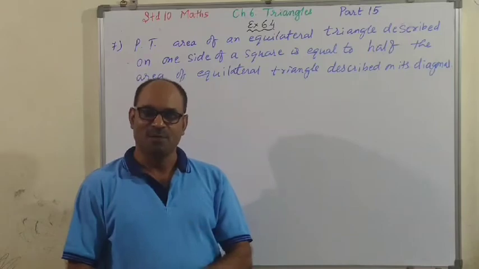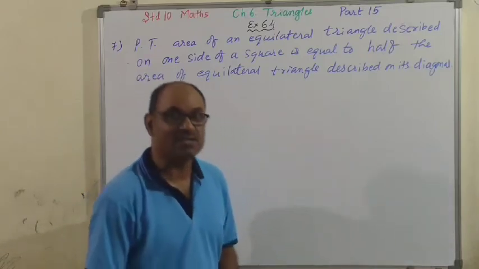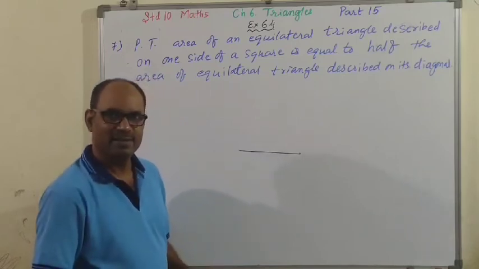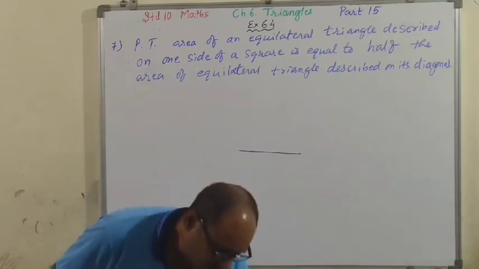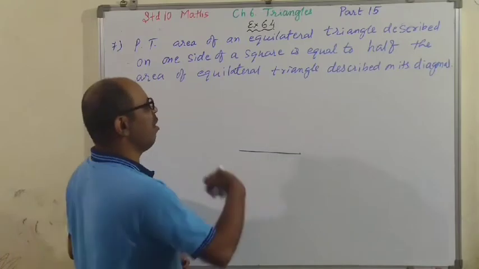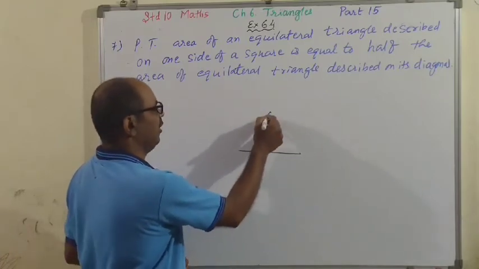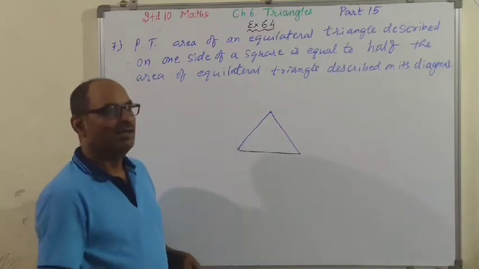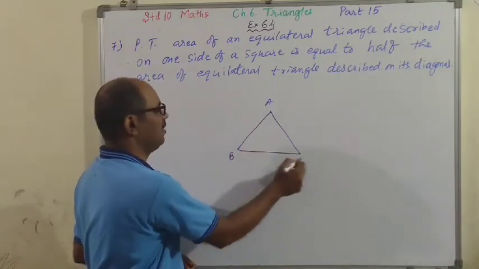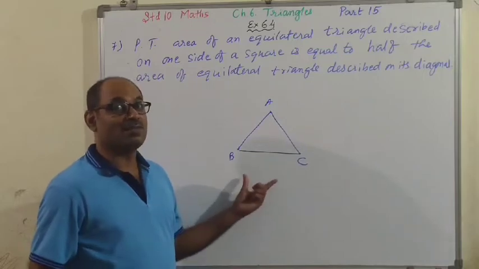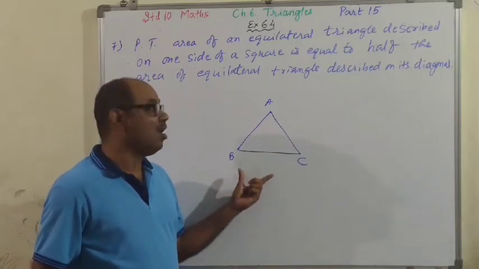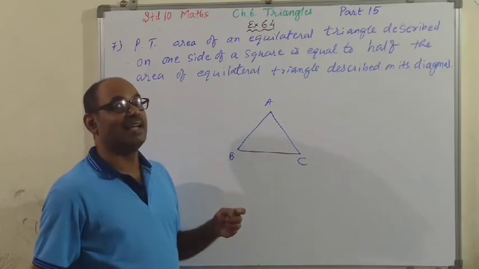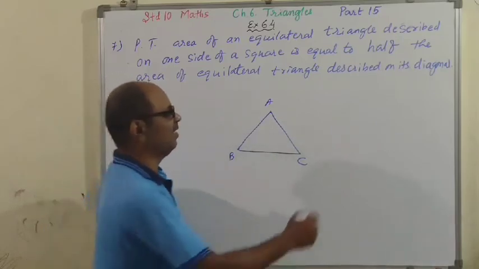Okay? Before we read the statement, let's try to understand. Children, here is one line segment. Now, take any point outside it and join the endpoints. So you get a triangle. Let's say this is triangle ABC. This is triangle described on line segment BC. इसे कहते हैं triangle described on line segment BC.